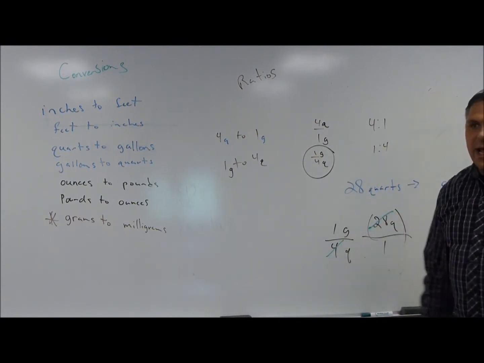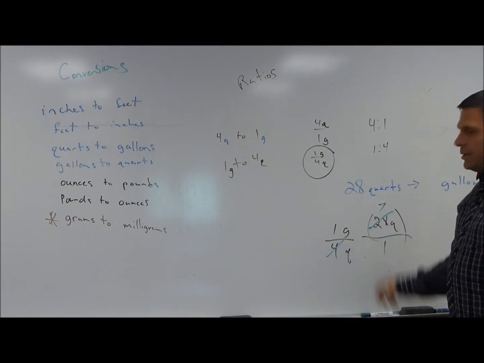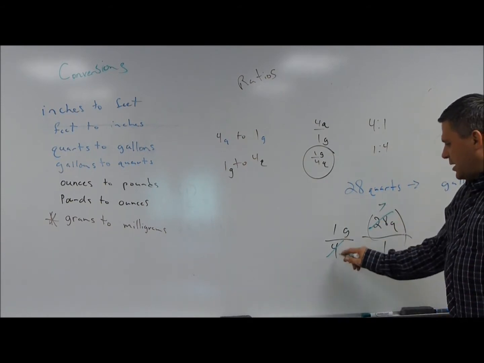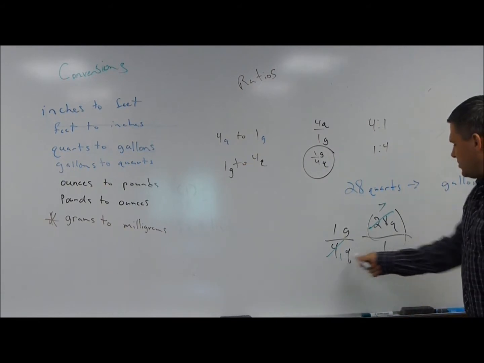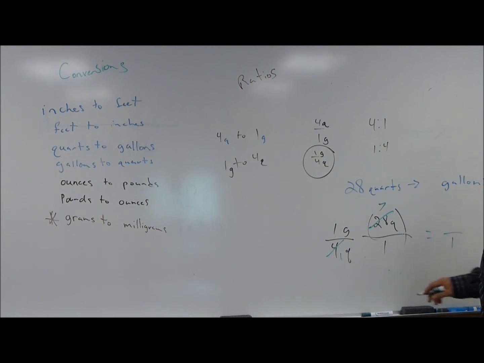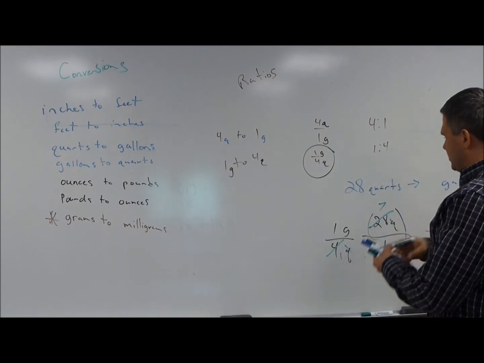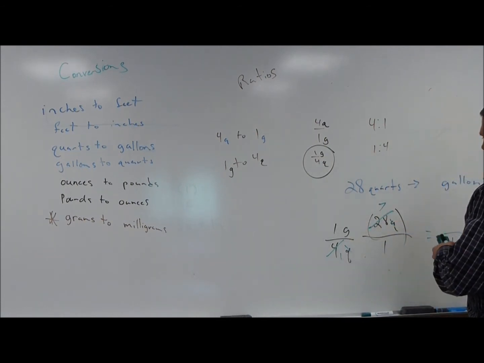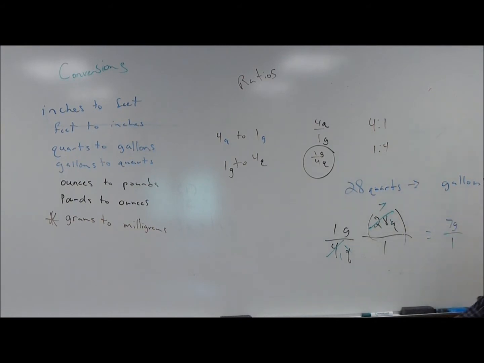And then I can do, 4 goes into 28 how many times? 7. And then 4 goes into 4 once. So 1 times 1 is 1. And a quart goes into the quart, so it cancels the quarts out. And all I'm left with is 1 gallon times 7. So 1 gallon times 7 leaves me 7 gallons over 1. So in other words, I have 7 gallons. And that's using the ratios to do conversions. Using your ratios to do conversions.